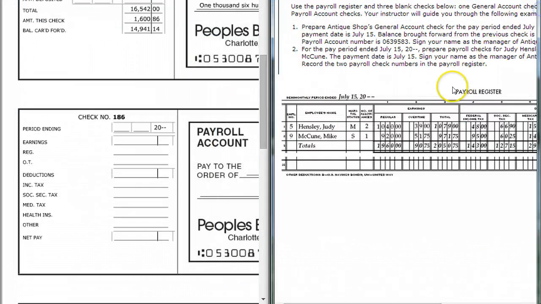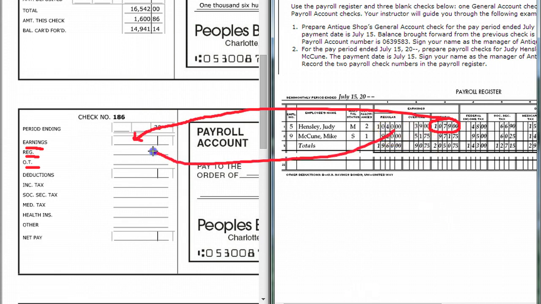So I'm just going to put my screen like this, and we're going to put in how much she earned. So if you notice, this is the total amount of earnings on the top, then the regular, then the overtime. So I'm going to take this 1079 and I'm going to plug it in right here. The regular hours I'm going to plug in here, and the overtime hours I'm going to plug in here.